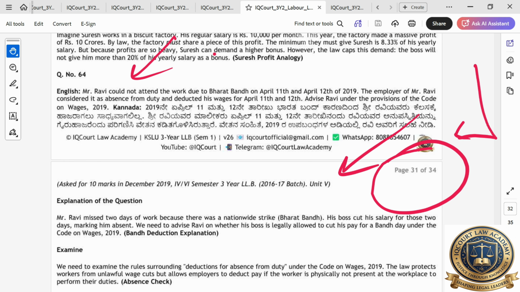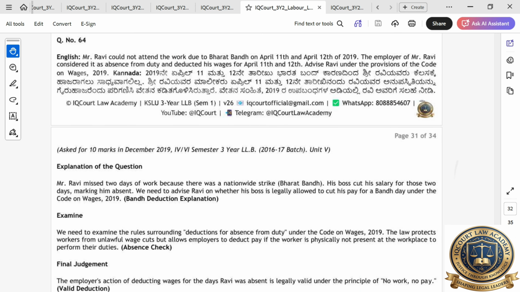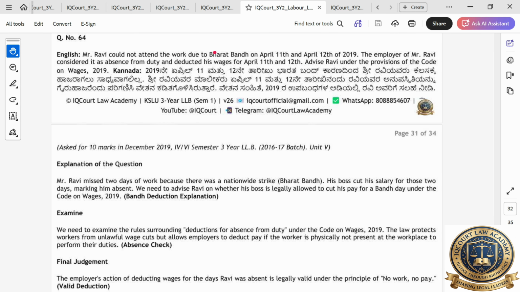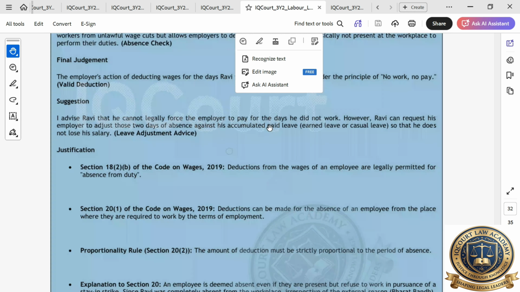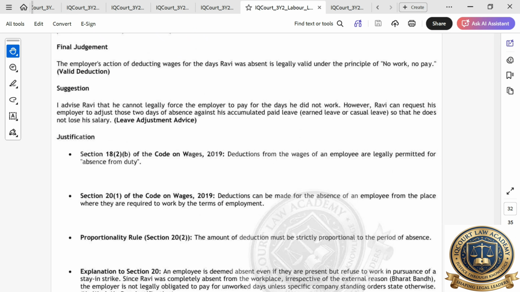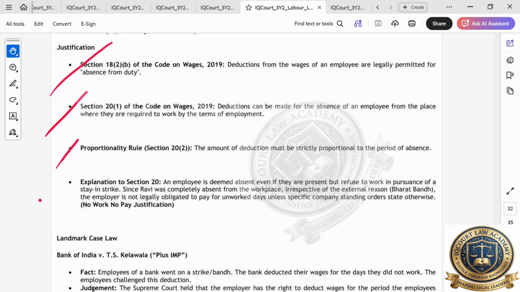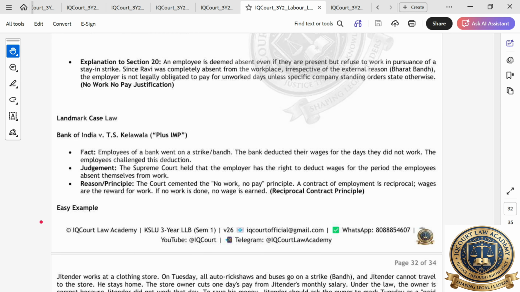Ravi could not attend the work due to the Bharat Bandh. This is related to the Code on Wages, 5th unit. In this, you have to write explanation, examination, justification, judgment, and suggestions. If they are asking for a suggestion, you have to write a suggestion, justification, perfect sections. There is no mistake, zero mistakes. And we are also providing the case laws, everything. Till the 5 units, we are explaining each and every problem. Let us go to our next materials without any delay.